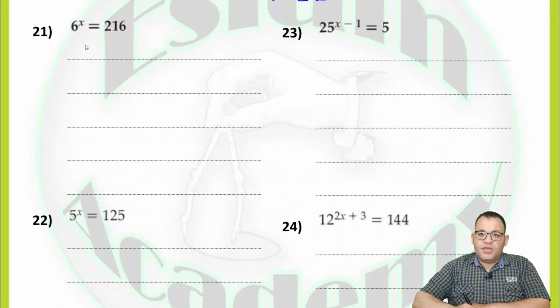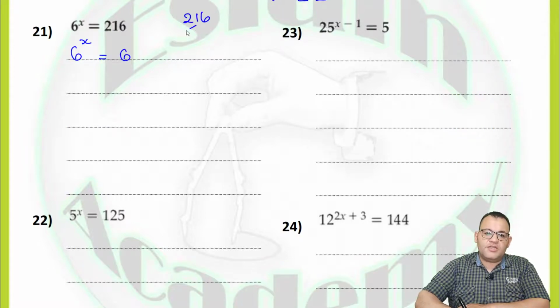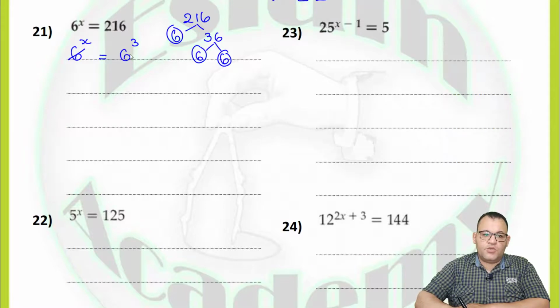6 to the power x equals 216. 6 to the power x will be the same. I need to make the base equal to 6. So we can say 216, if you divide it by 6, the answer will be 36. That's the first 6. If you divide 36 by 6, the answer will be 6. So we have three 6s, it means 6 to the power 3. Because the base equals the base, it means the power is equal to the power. Then x is equal to 3.